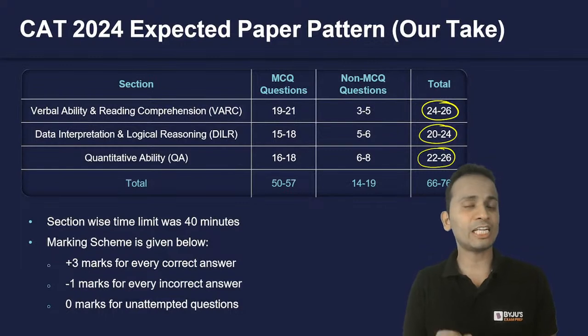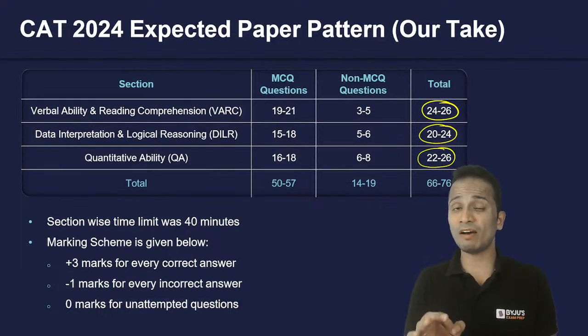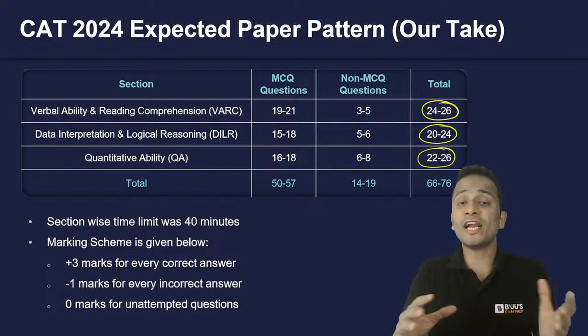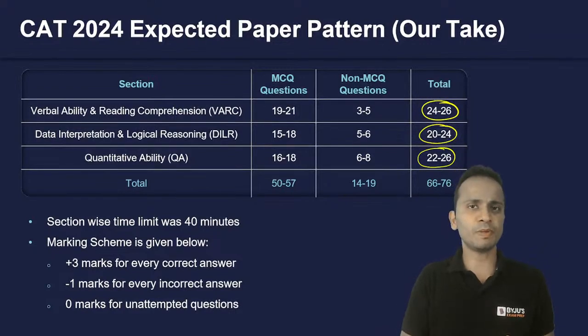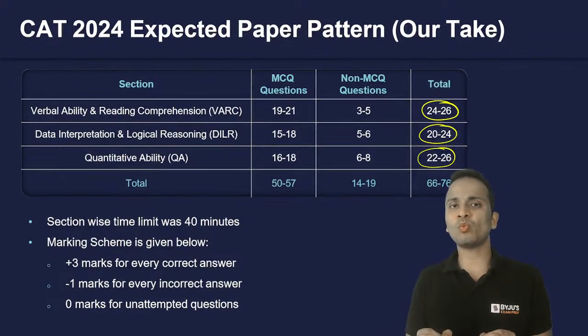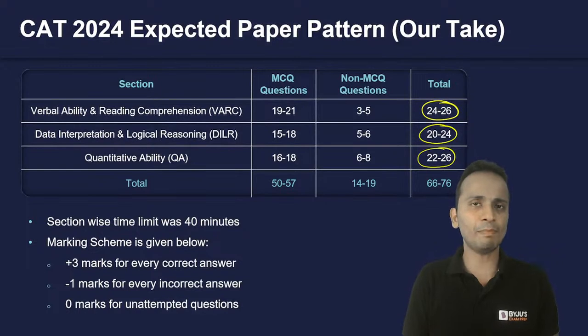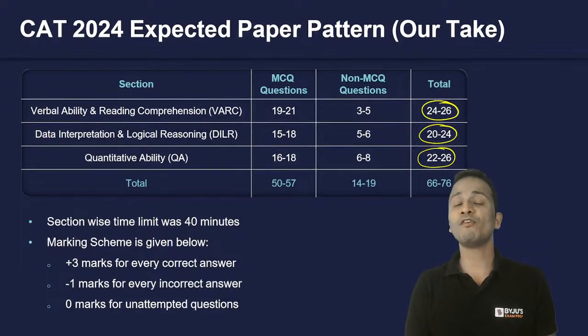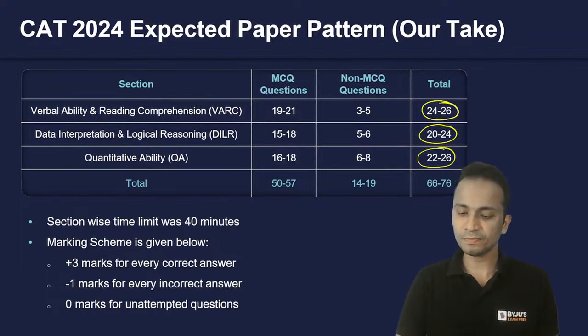Talking about the section-wise time limit, yes, you have heard it correctly. Section-wise time limit. So you will not be given the entire 2 hours to complete this paper. There will be a section-wise time limit applicable for the CAT examination, and for every section you will be given 40 minutes.